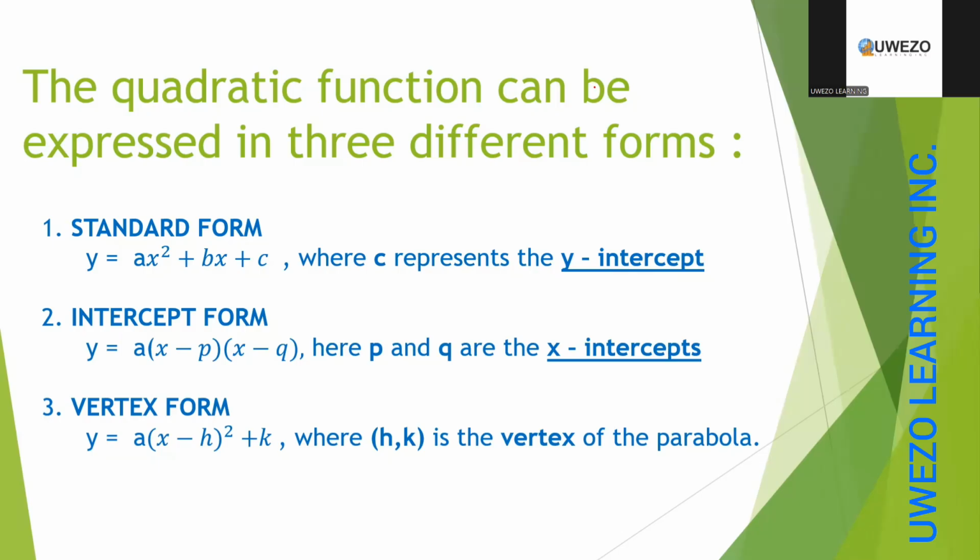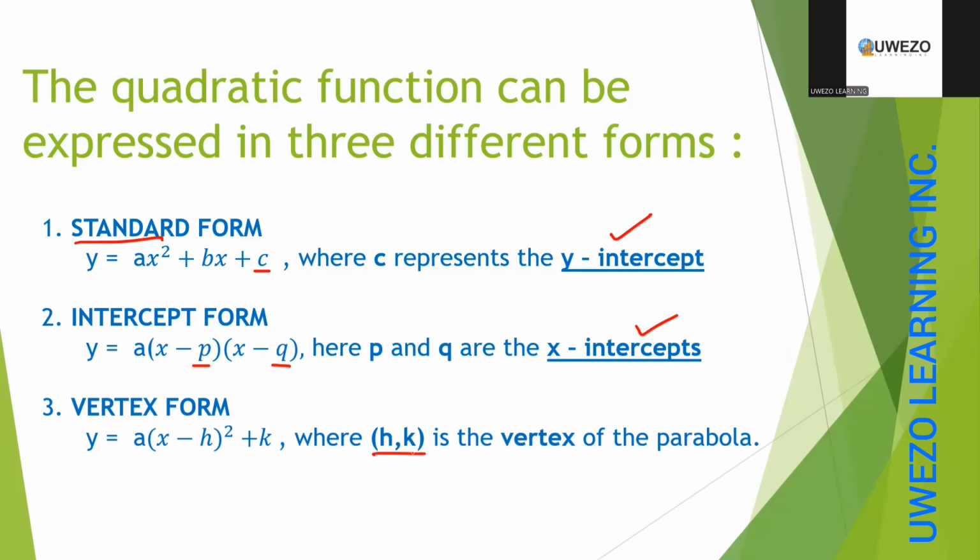Sometimes in the SAT, the question might not ask to solve the quadratic function, but instead it will ask us to find a different form of the same function. If the parabola equation is of the form y equals ax squared plus bx plus c, it's a standard form where the constant c represents the y-intercept of the function. And when we factorize it, the constants p and q would be the x-intercepts.